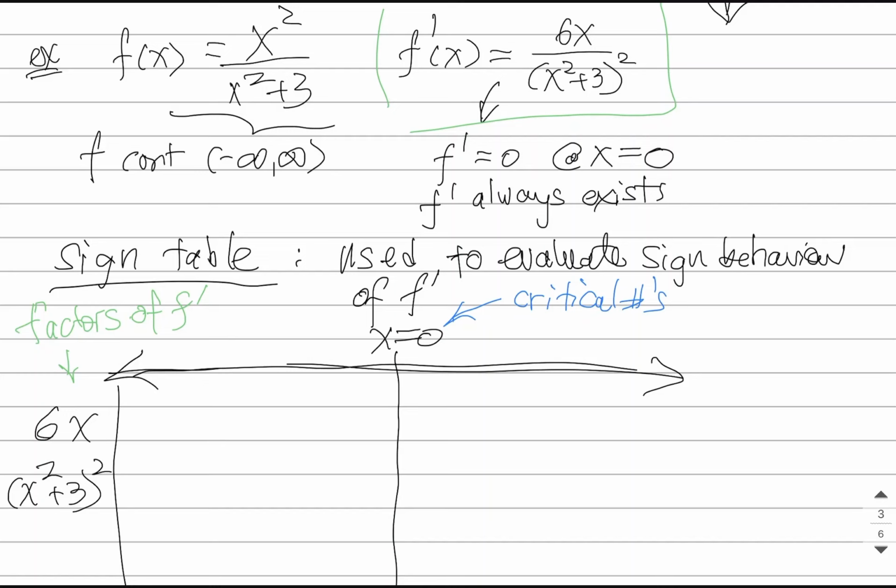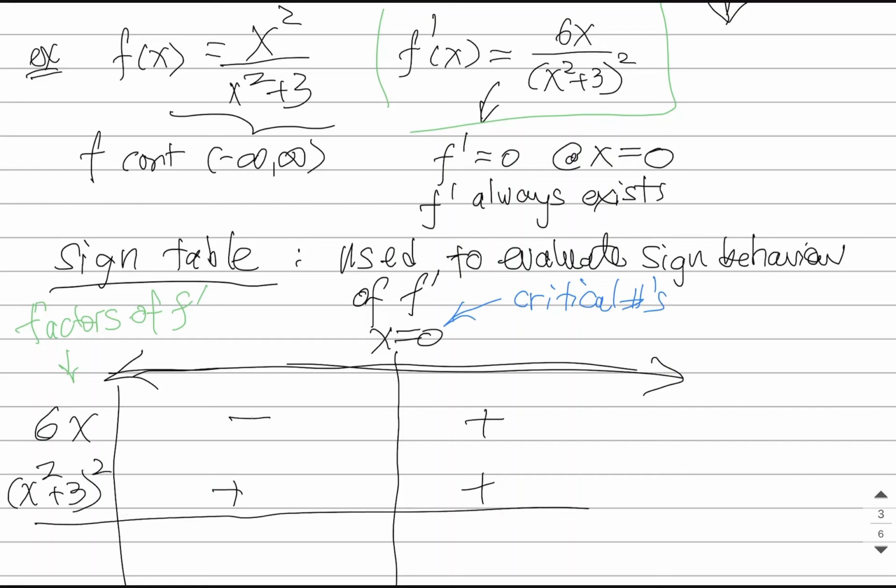And so what we now do is we go through this sign table and figure out the sign of each one of these factors. So for instance, x squared plus 3 is always going to be positive no matter where you put it. Any value of x you put into there will always give a positive result. But if you pick values of x that are less than 0, like -10, 6 times -10 will be a negative number. Whereas if you pick a value of x greater than 0, like 1,000, 6 times 1,000 will be a positive number.